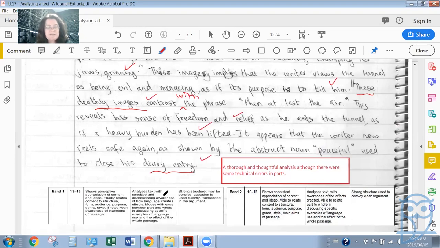I mean, you saw the detail that the student is analyzing the text, of how language creates effects. That's very, very important, how language creates effects. Moves with ease between part and whole in discussing specific examples of language use. There were definitely specific examples, and the effect of the whole passage. Strong structure, may be concise, quotation is used fluently and is embedded in the argument. So from all perspectives in the band, this has been a very, very good commentary.